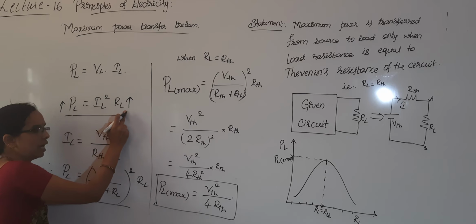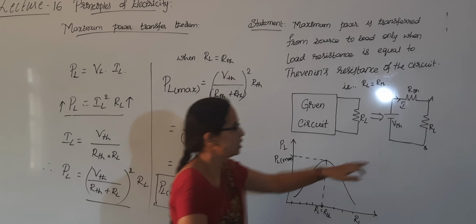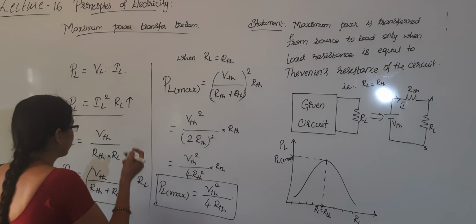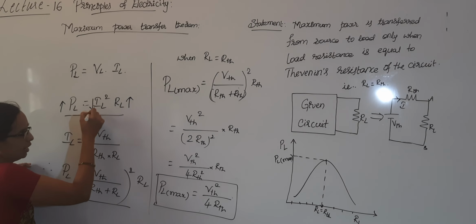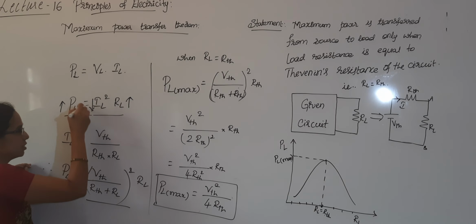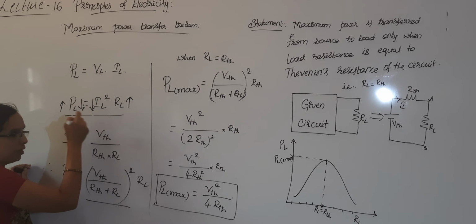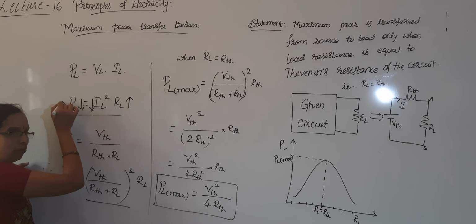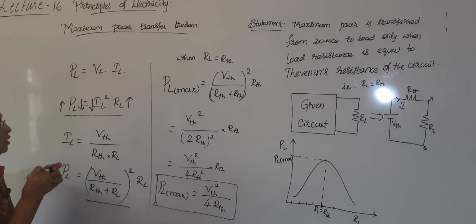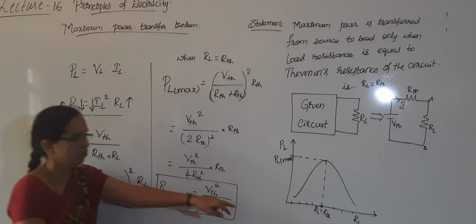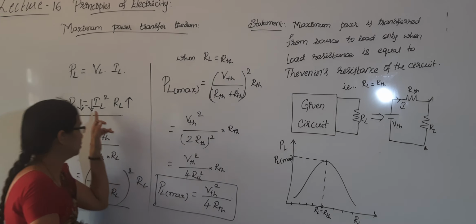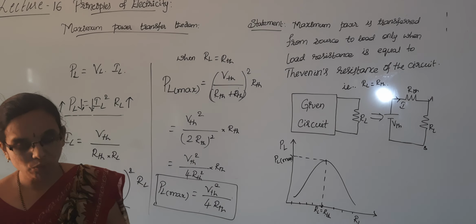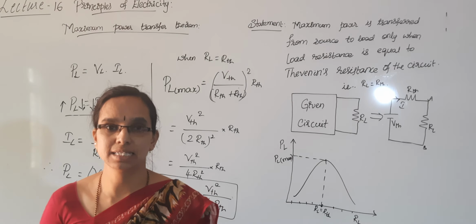If you keep on increasing RL, what happens? If the resistance here increases, the current through it will be reduced. Therefore, if you keep on increasing RL, IL will keep reducing. If IL reduces, PL reduces. That means if you keep on increasing RL, at some point PL will reach its maximum value. After that, if you increase RL, the power will again decrease, because IL decreases, so PL also decreases. So this is what the maximum power transfer theorem tells us. Okay.